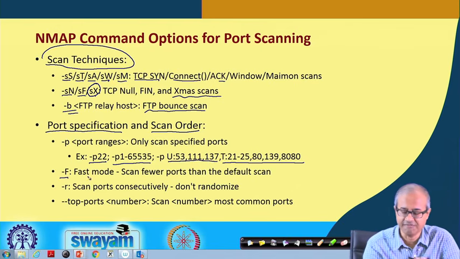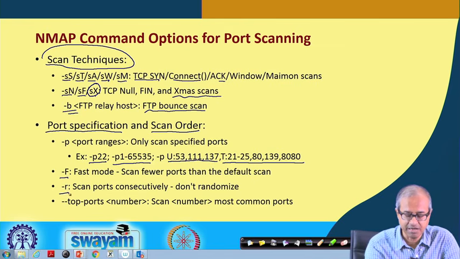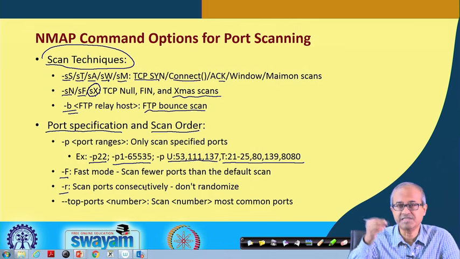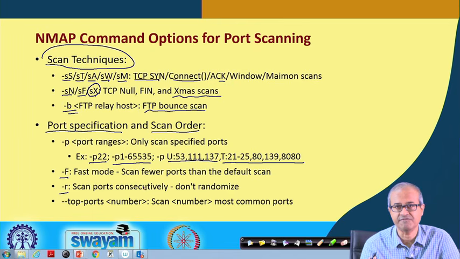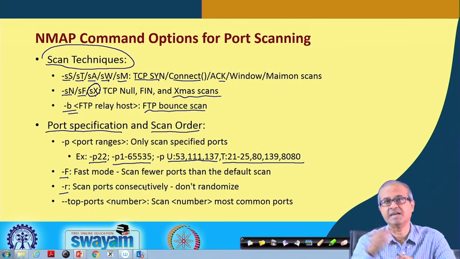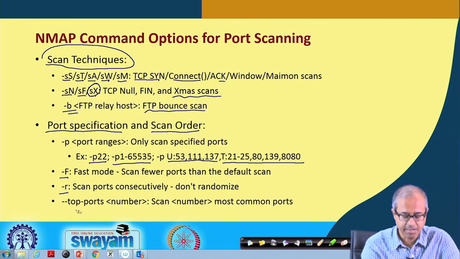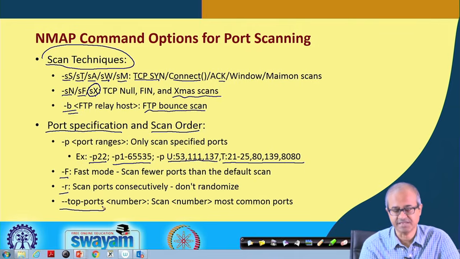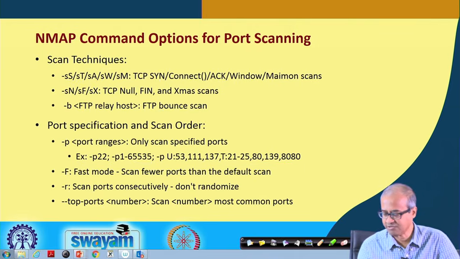-F we have seen is fast mode, where you scan fewer ports than the default scan, where you scan everything. -r is consecutive scan one by one. There is a randomization option which is the default, where the ports are scanned in a random order. Top ports also we have seen, with examples using some number, that is, how many top ports you want to scan.